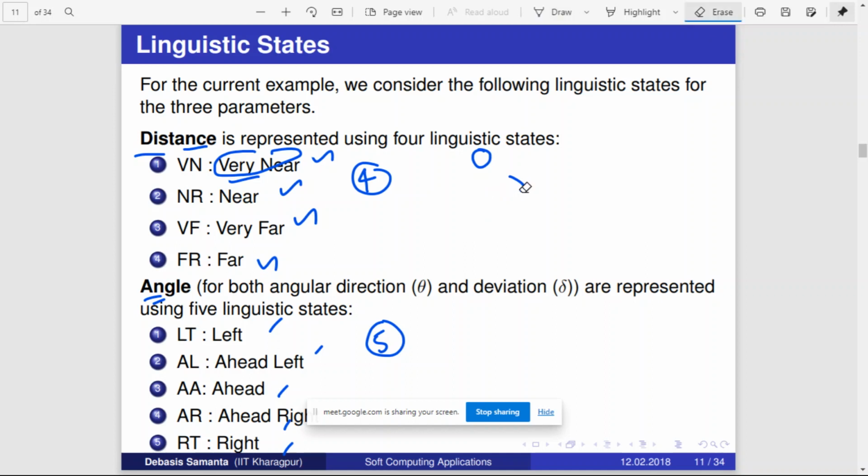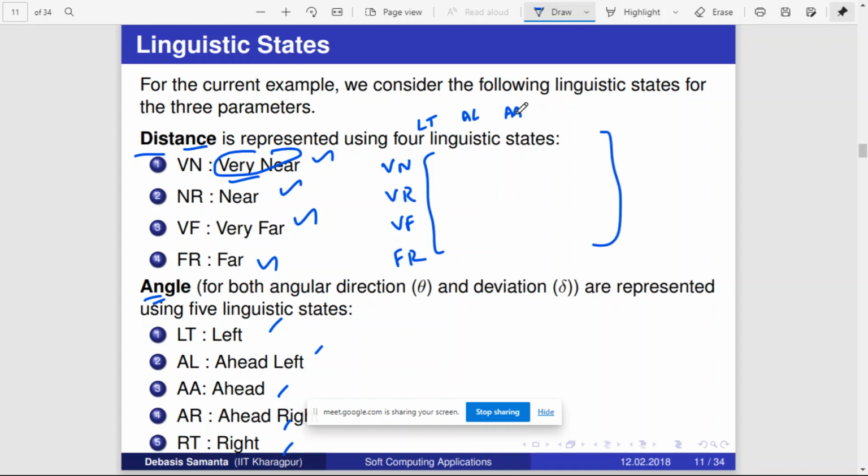Yes, 20. Yeah, good. So totally there are 20 situations. Okay, so this can be represented using a matrix. You can represent this as a matrix, something like this: Vn, Vr, Vf, and Fr in the rows, and in the columns you can represent all the other things: LT, AL, AA, AR, and RT. Okay, that is if this is the situation.